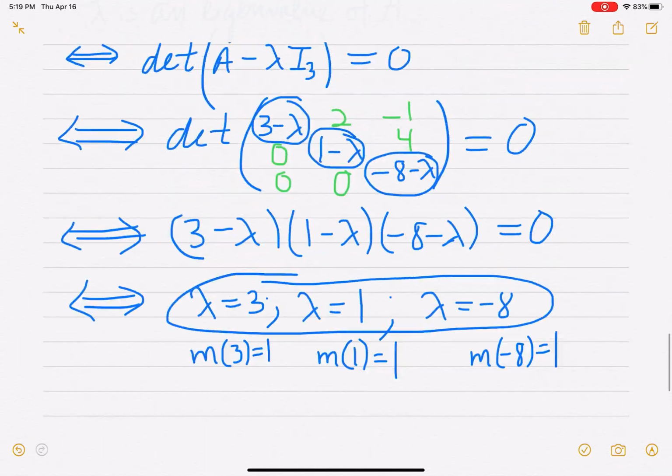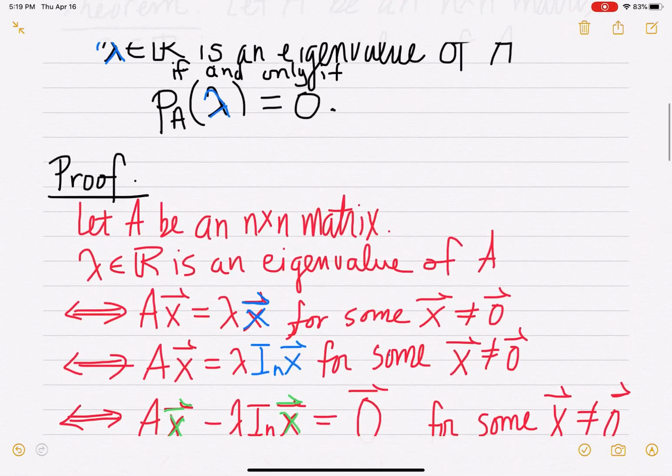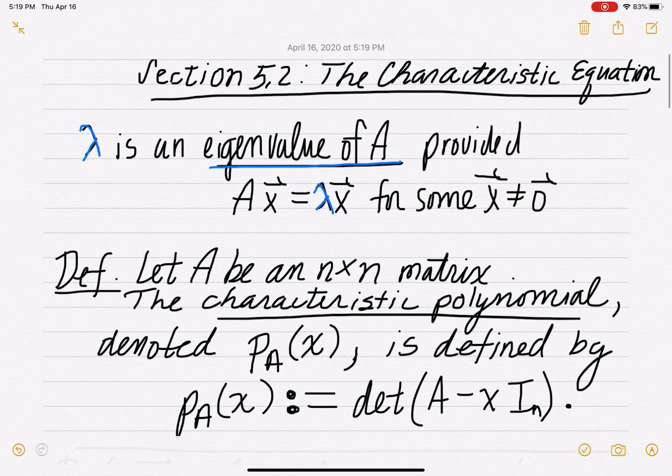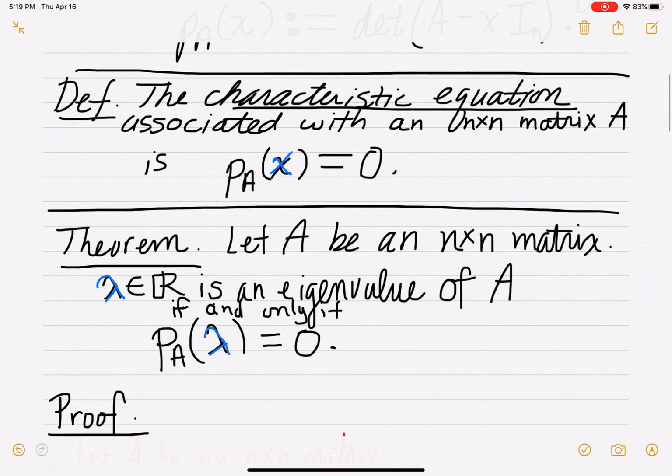All right, I think maybe we'll stop there and we'll do another video. So this is an introduction to finding eigenvalues very efficiently using this thing called the characteristic polynomial and the characteristic equation.